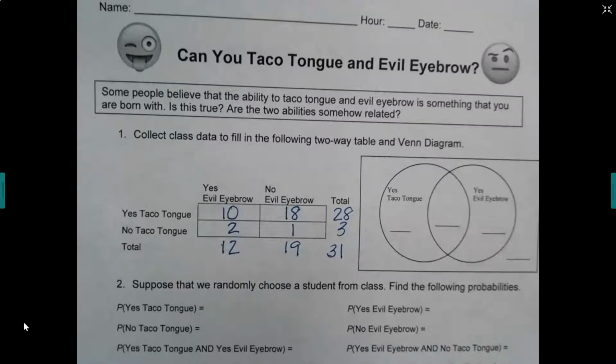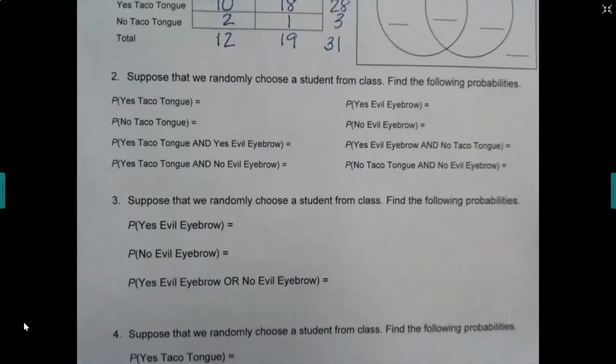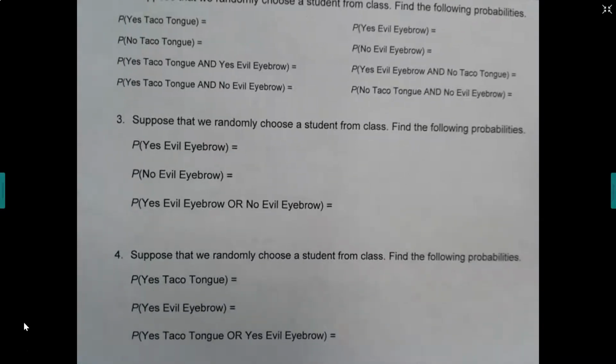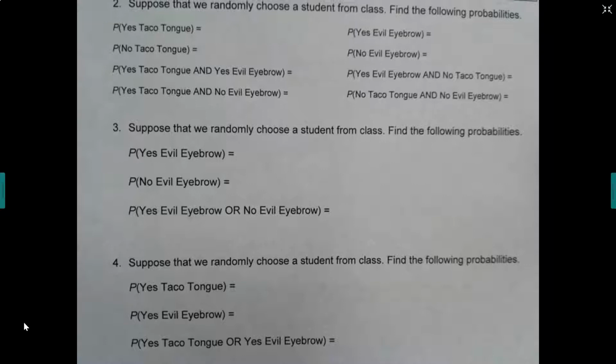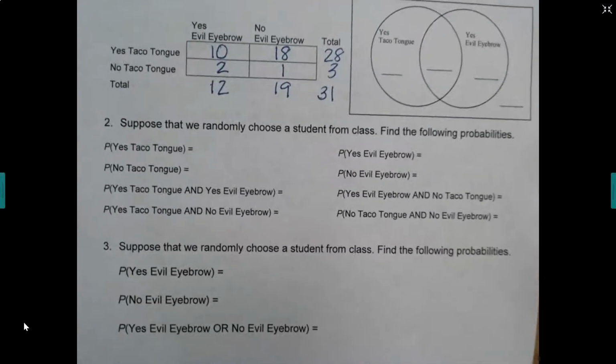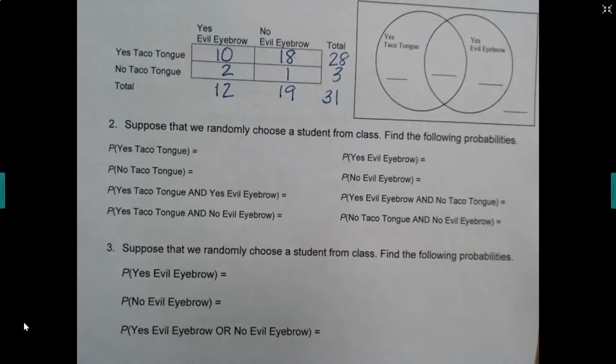So what I want you to do is pause the video, go through and answer all of the questions all the way to the bottom of the page on your own, and then come back. We'll go through them and get some concepts and see how you did. All right, pause the video here and come back when you're done.